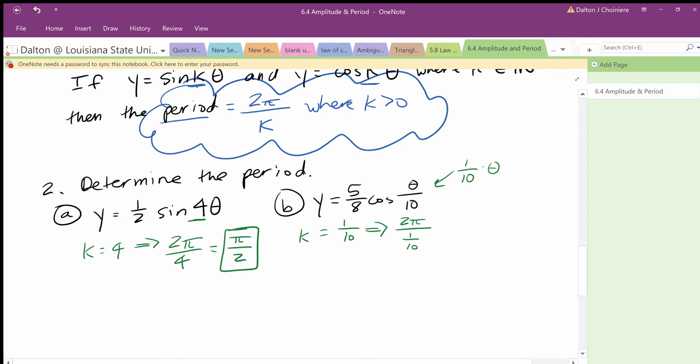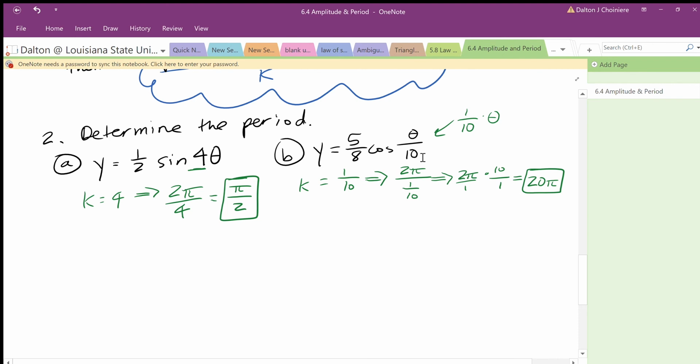Well, remember, when you divide fractions like this, dividing by a fraction is the same thing as multiplying by the reciprocal. So let me write it that way. That'll be 2 pi times, instead of 1/10, times 10 over 1. And if it helps you to put 2 pi over 1, do that too. And then we multiply straight across. 2 pi times 10 is 20 pi. And typically, when you're talking about period, if there's pi involved, you leave your answer in terms of pi. So that's just how to determine the period.